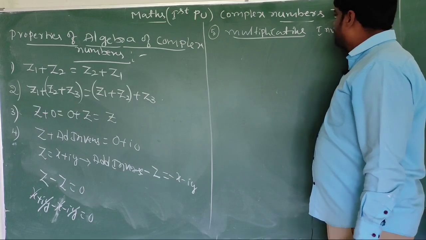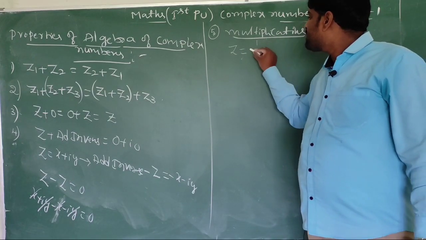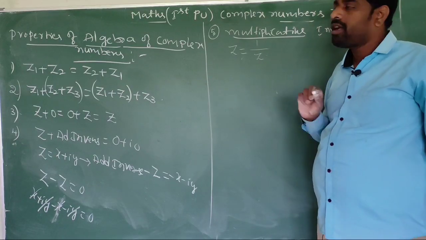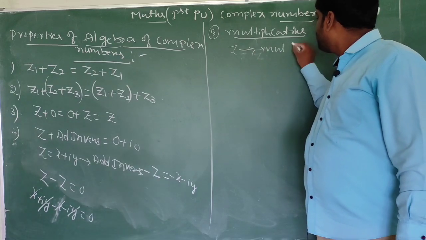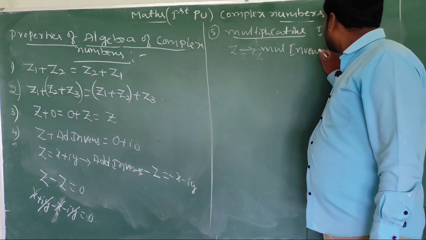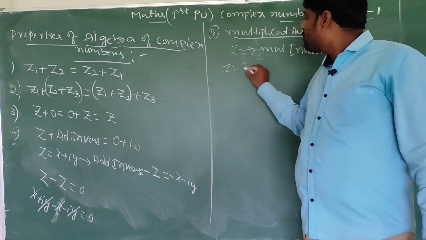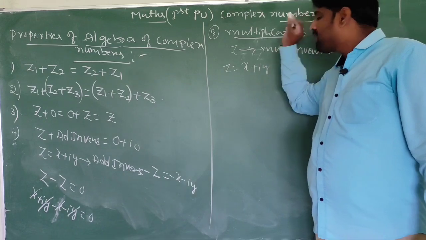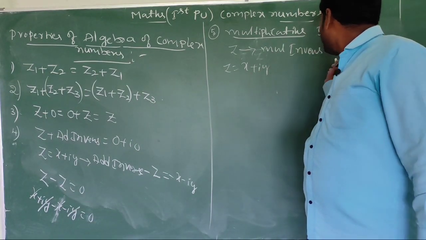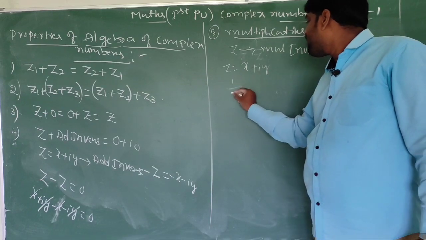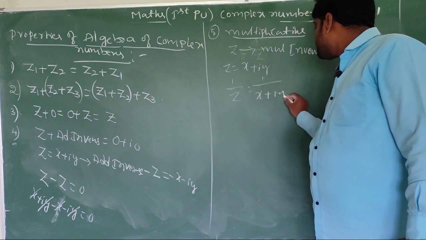Multiplicative inverse. The multiplicative inverse of z is 1 by z. Suppose z is equal to x plus iy. For the multiplicative inverse, we have 1 divided by x plus iy. So 1 by z is equal to 1 divided by x plus iy.